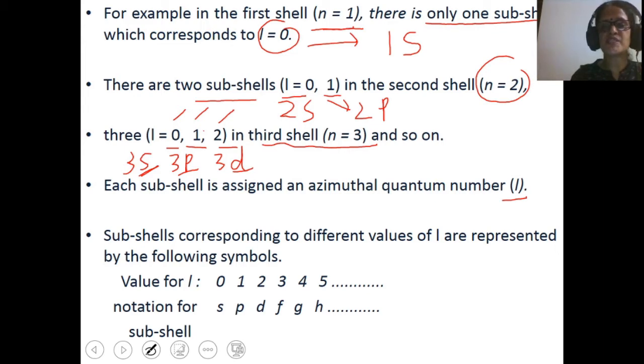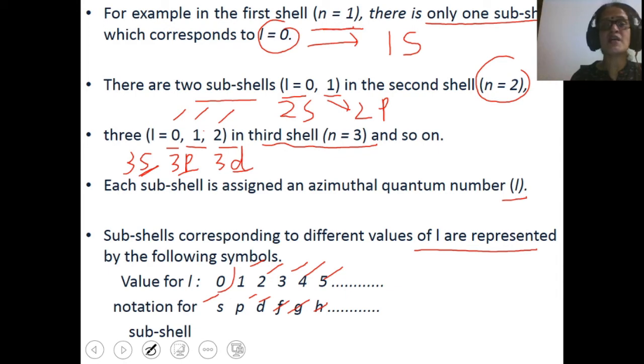So subshells corresponding to different values of L are represented by the following symbols. If the value of L is 0, the subshell will be s. Or we can say the value of L is 1, subshell p. Value of L is 2, subshell d. Value of L is 3, subshell f. Value of L is 4, subshell g. If the value of L is 5, subshell will be h.